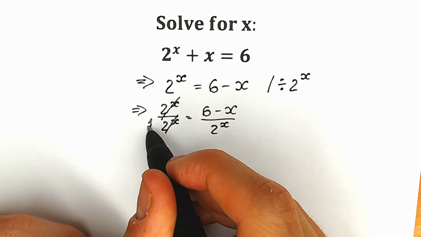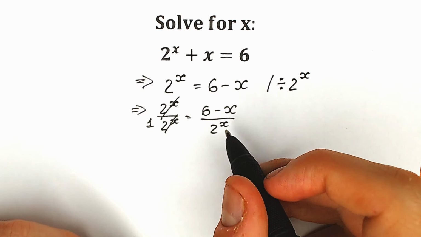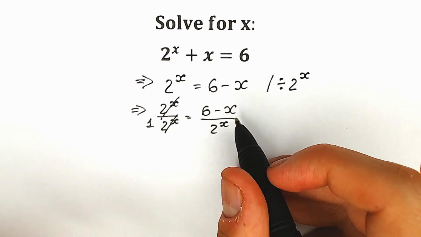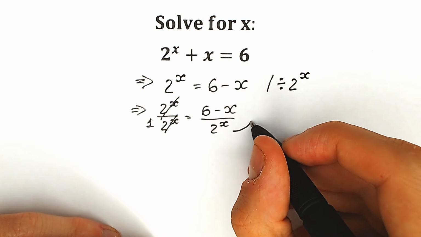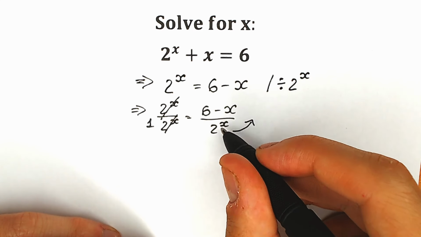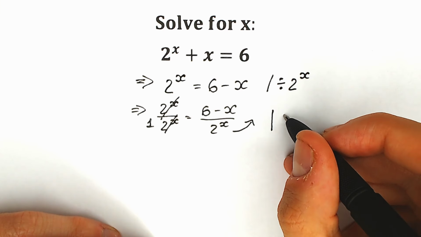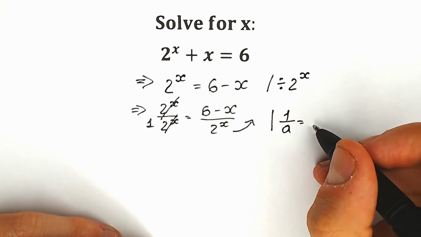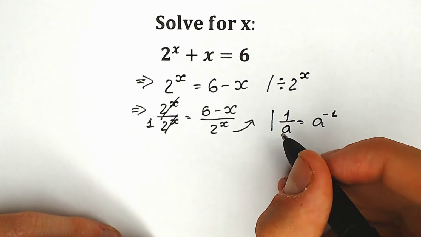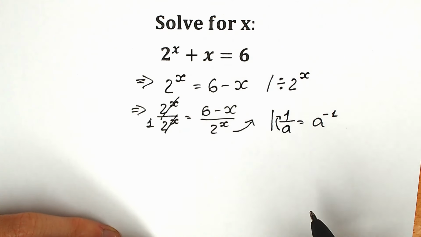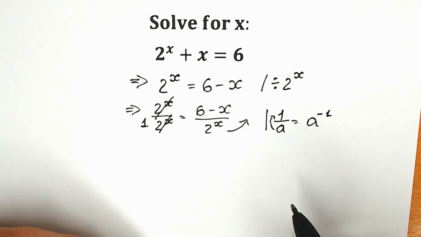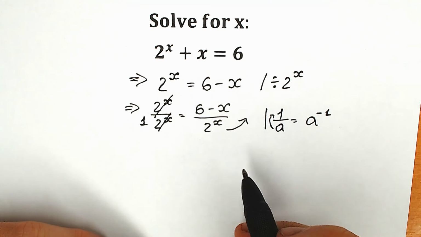On the left side we have only 1, and on the right side we have 6 minus x over 2 to the power x. So on the right side we can write this 2 to the x in our numerator, but we need to change this power to the opposite one, because when we have 1 over a, we can write it as a to the power minus 1. When we write it in our numerator, we need to change our power to the opposite one, with the negative sign. So right now let's do this.